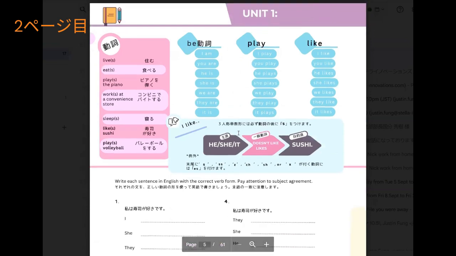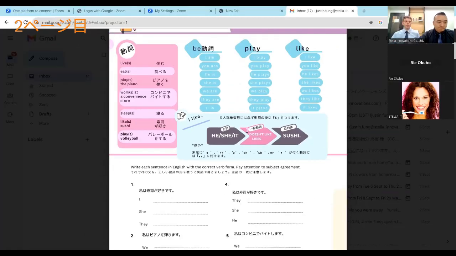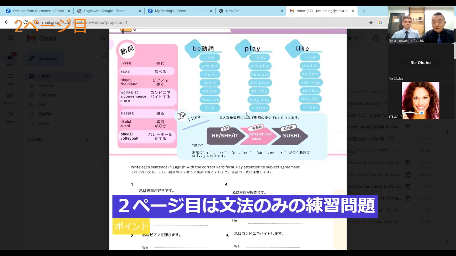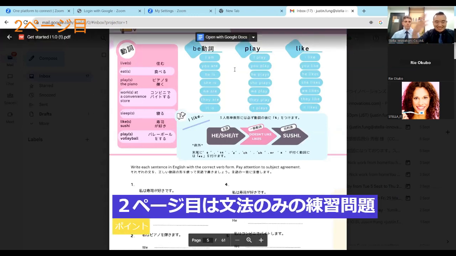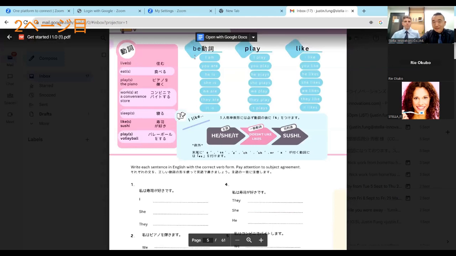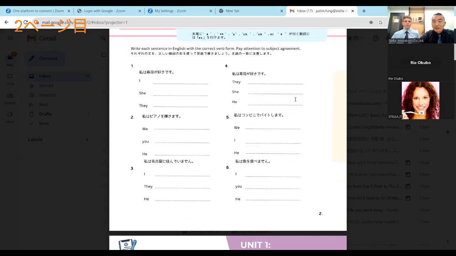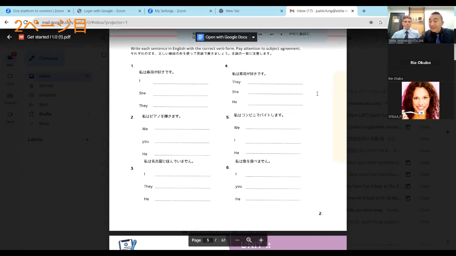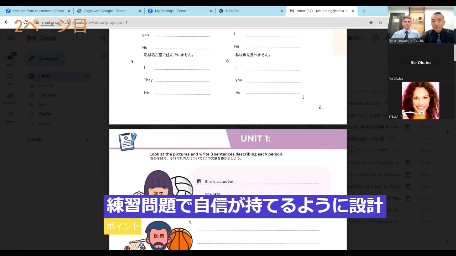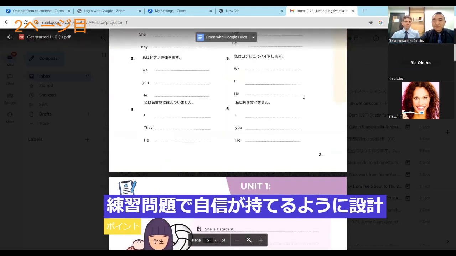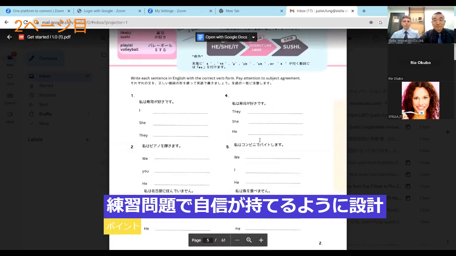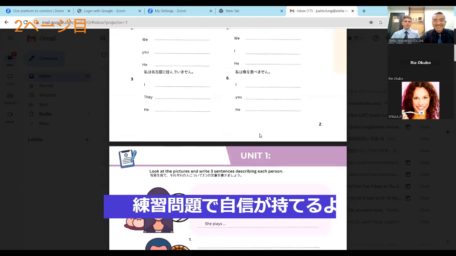Page 2 is a drill page with exercises that focus on just the grammar so that students can see and focus on acquiring and getting more confident with the target language. Right here, we've got subject-verb agreement. We've got different verb conjugations and a very simple exercise here just for them to practice the grammar that we want them to learn, okay? We want to set them up for success. That's really important. Absolutely.